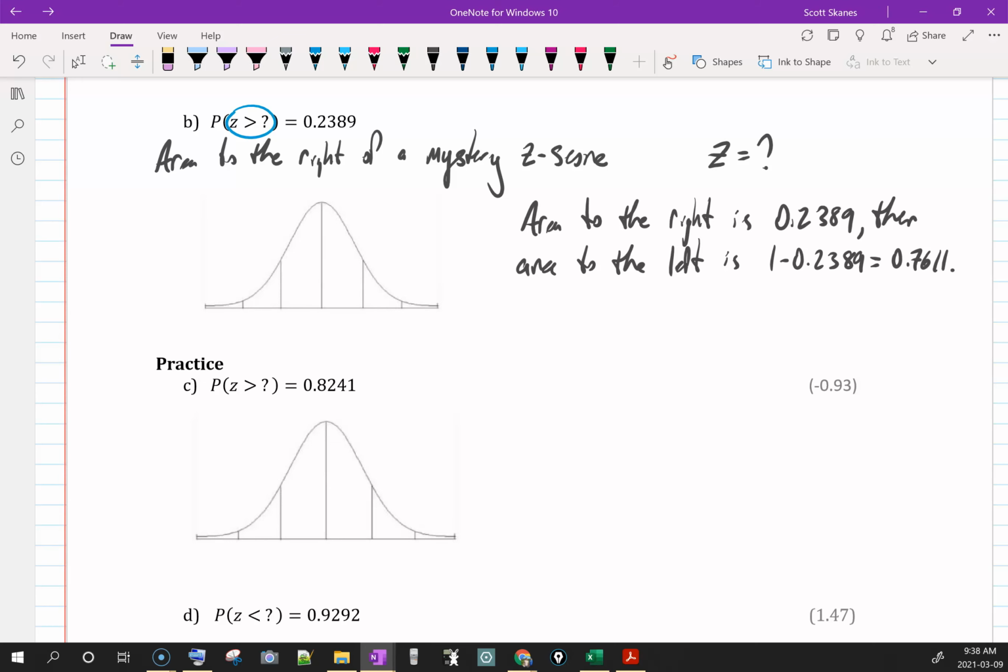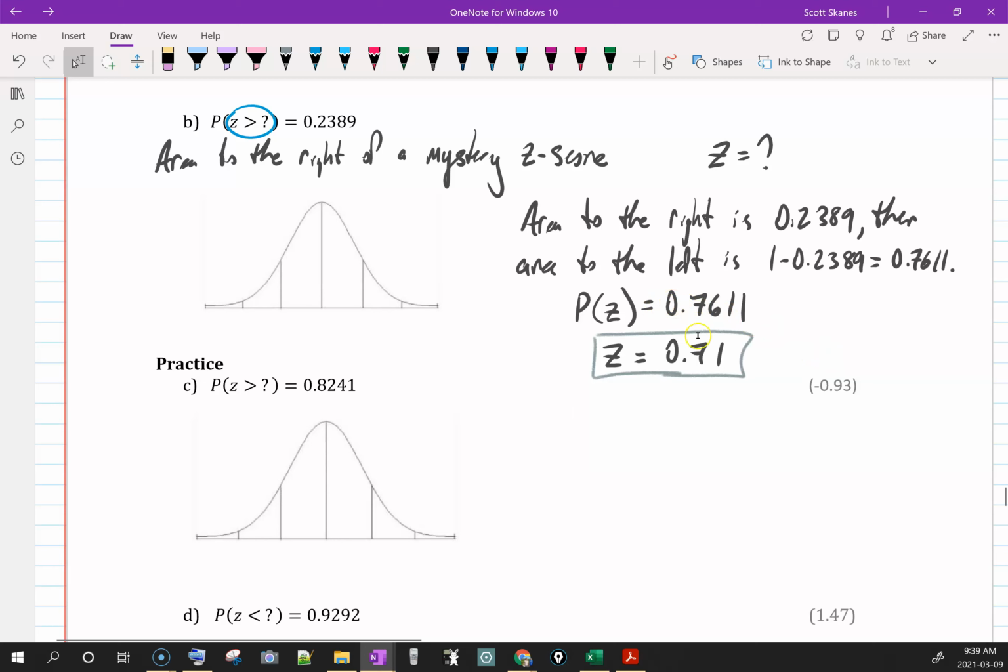Sorry, for the probability. So the probability of that z-score is 0.7611, which means that the z-score is going to be 0.71. Now, I know that z-score because I calculated it beforehand. Let me show you how I would get it. I'm going to show you how to use the table for this time.